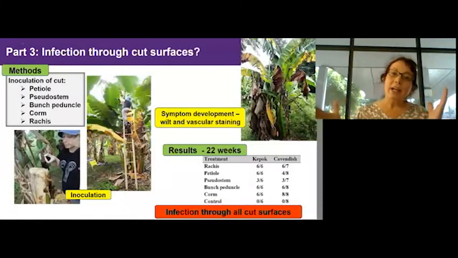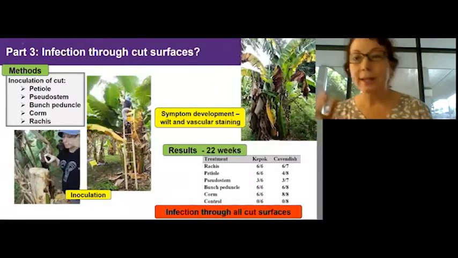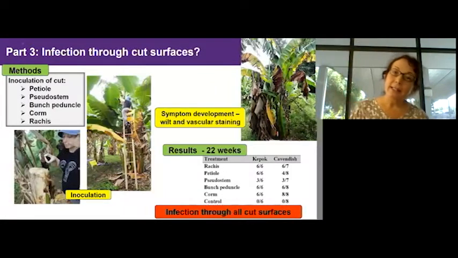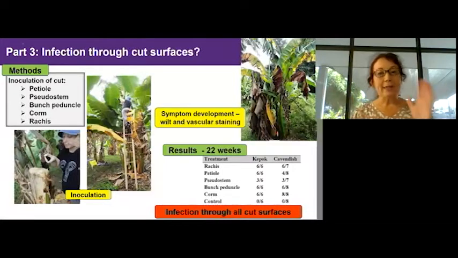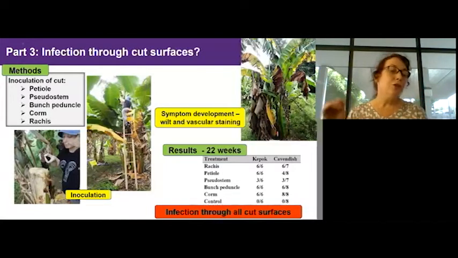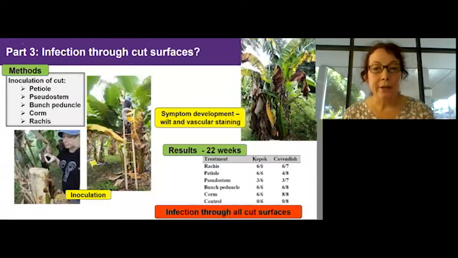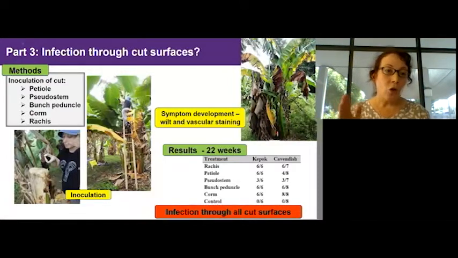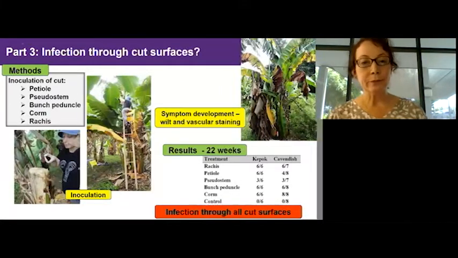Now, does infection actually occur directly through fresh cut surfaces? And these are the cuts to the plant parts, and they resemble those made during routine pruning and harvesting activities in the field. So for this, we spray inoculated the fresh cut petiole, the pseudostem, bunch peduncle, the corm, and the rachis when cut to remove the male bell.